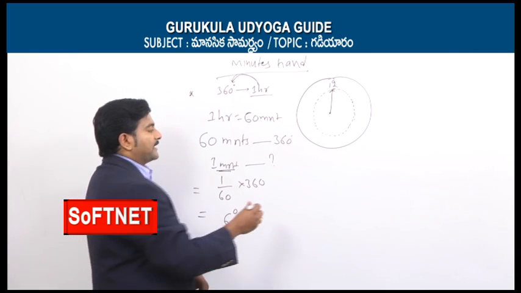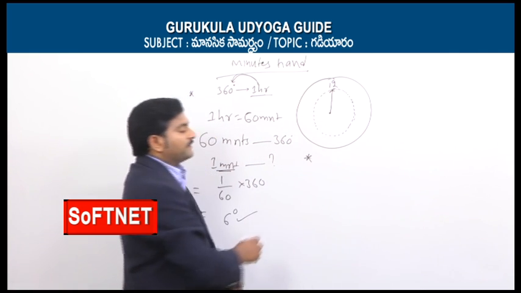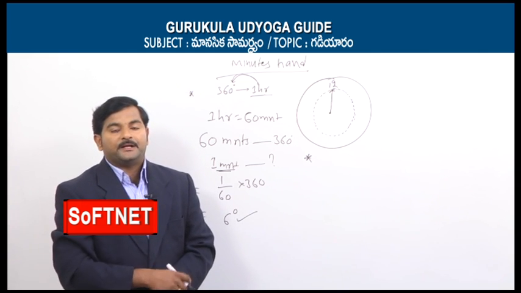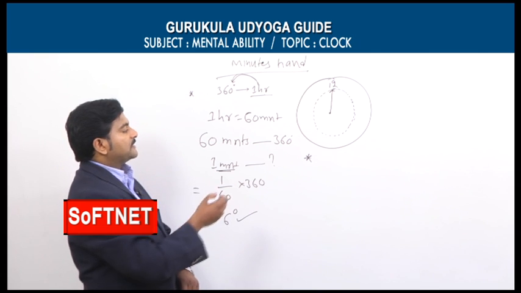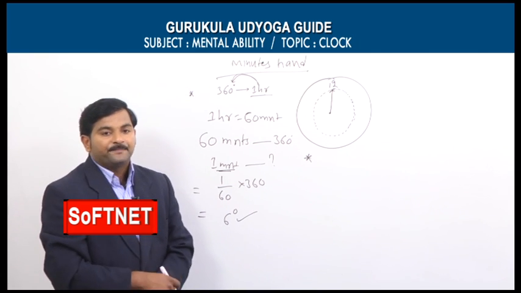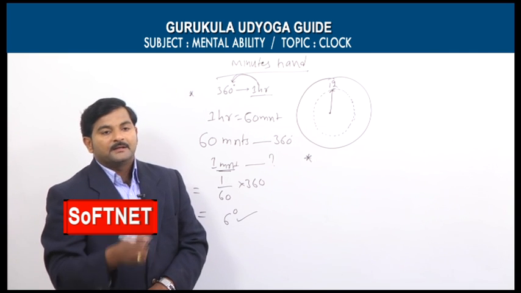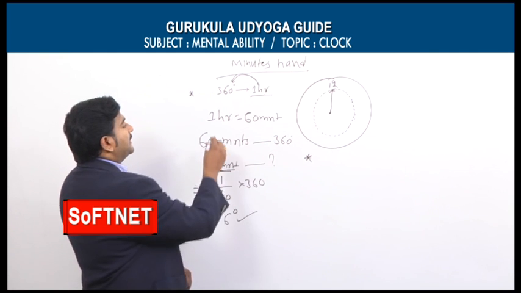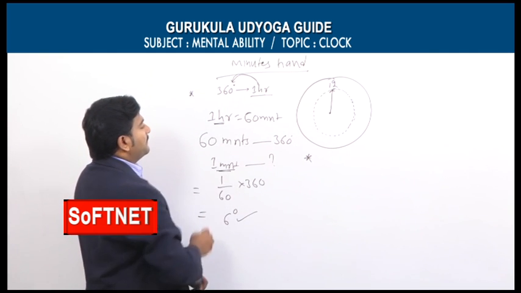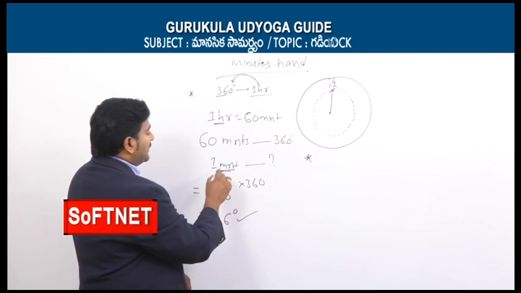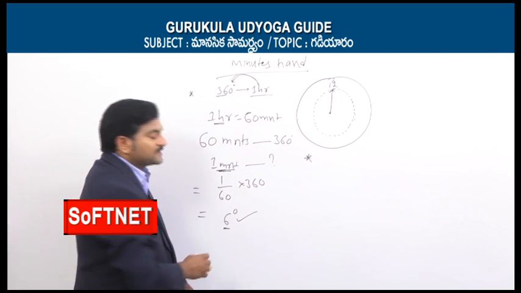So in a minute, let's first point is in the span of 12 hours, hours hand can make 360 degrees. In the span of 1 hour, hours hand can make 30 degrees. In the span of 1 minute, hours hand can make half degree. Similarly, in the span of 1 hour, minutes hand can make 360 degrees. In the span of 1 minute, minutes hand can make 6 degrees.